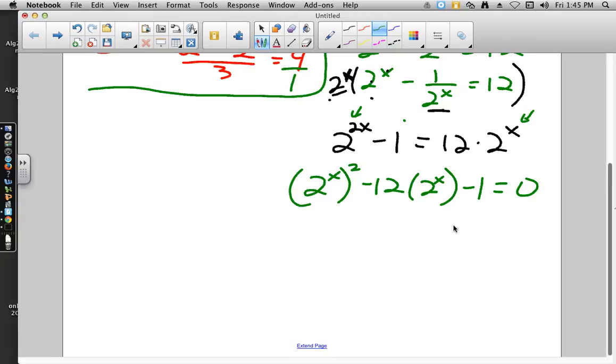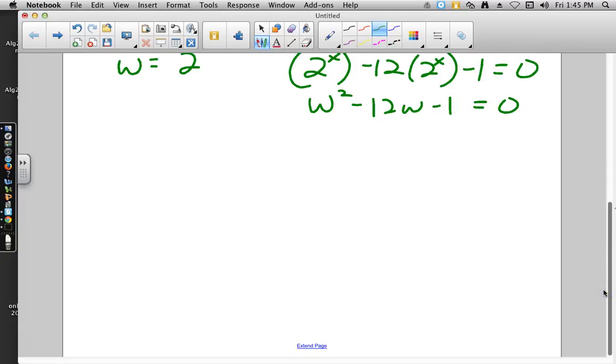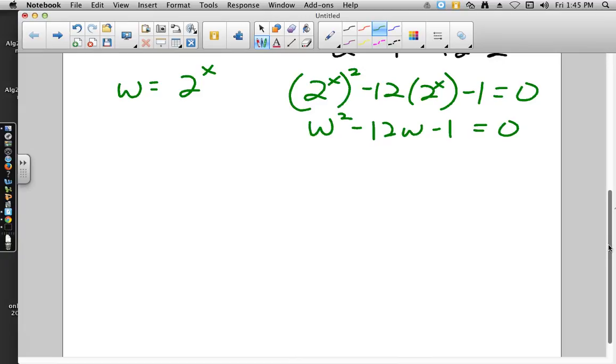So this is, even though it doesn't look like it, very much like the problem that we did in class where we said, you know what? We don't want to work with that all the way through. We're going to make that e^x and have w substituted in for it. But this time we're going to substitute in a 2^x for w. So this will be w squared minus 12w minus 1 equals 0. And we would try factoring first, but there are not two numbers that multiply to negative 1 and add to negative 12. So we'll do this one by completing the square.